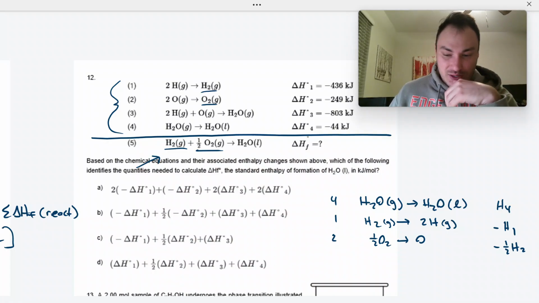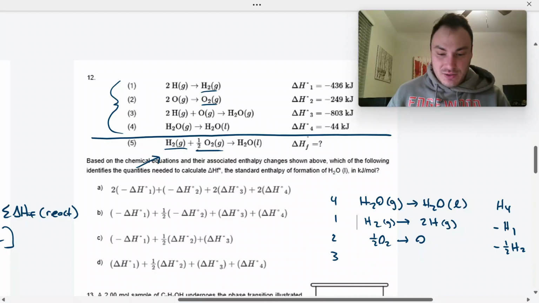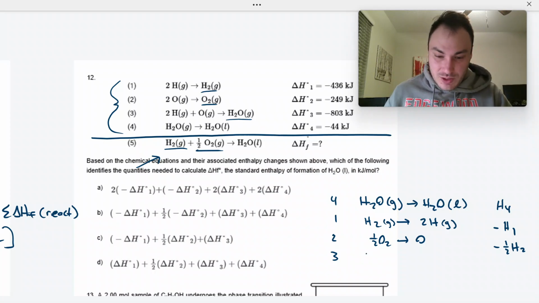I think we still have some things to cancel out, so let's use this equation 3. We still need to cancel out one of these H2O gases. We have one H2O gas in the product. So let's just write down equation 3. We have 2H plus O yields H2O gas, and that's just H3.